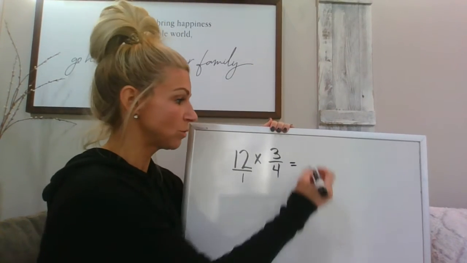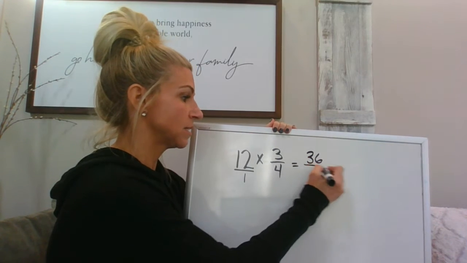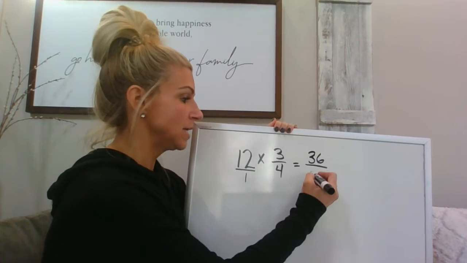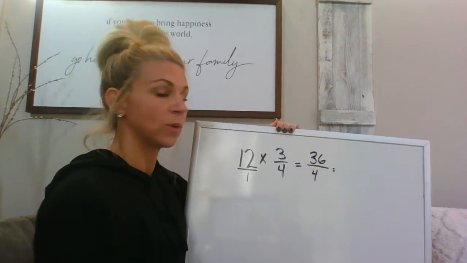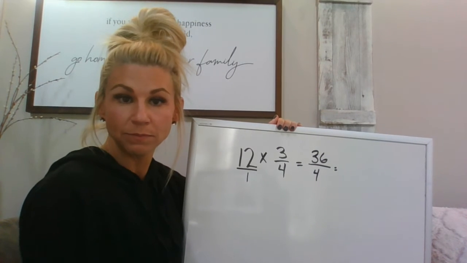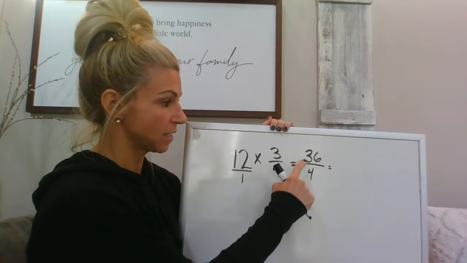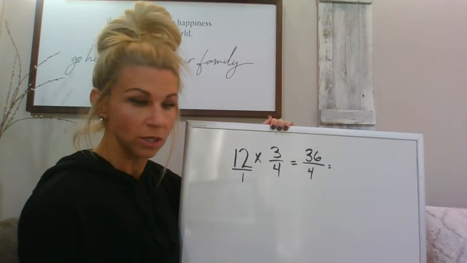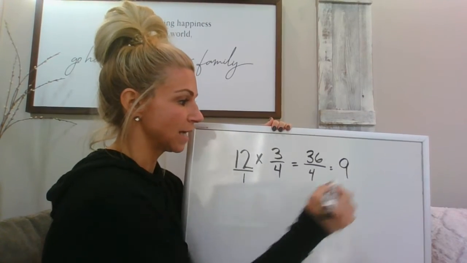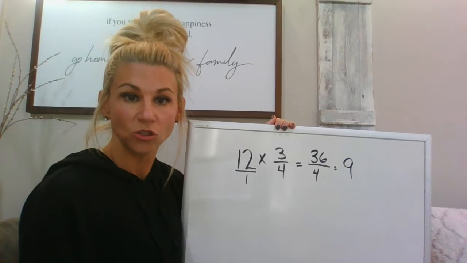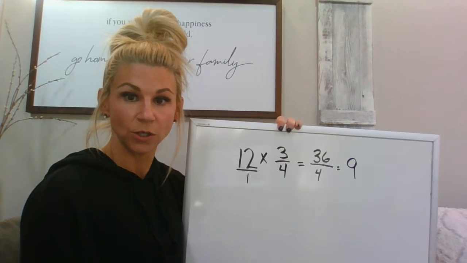So 12 times 3 is 36. 4 times 1 is 4, and we know that we can simplify that. It's an improper fraction. 36 over 4 means the same thing as 36 divided by 4, so that would be the same as 9. Okay, that you've been working on. That's probably pretty easy for you.